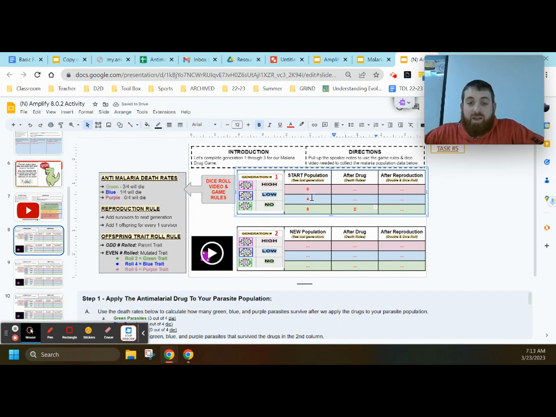Then for the blue, 1 out of the 4 will die. So I have 4, so that's easy. So the next is going to be 3. And purple is 0 out of 4 will die. They will not be affected by the drug.